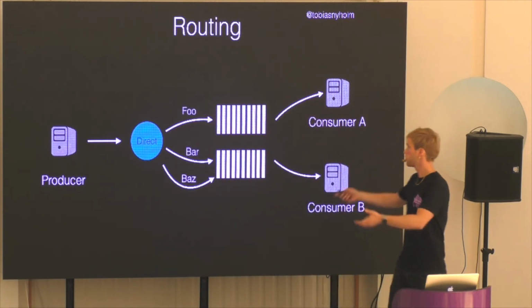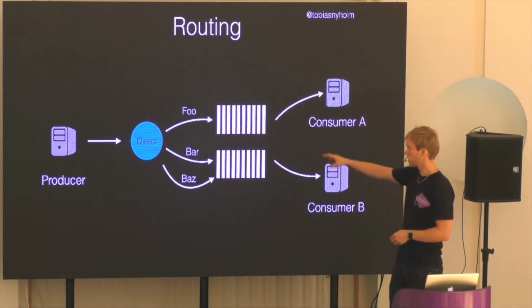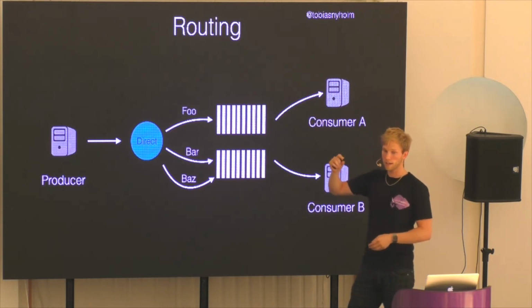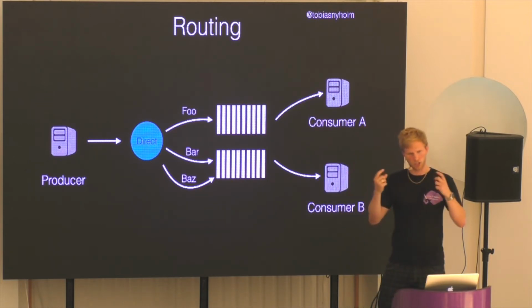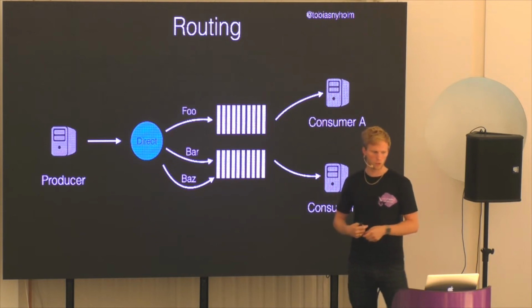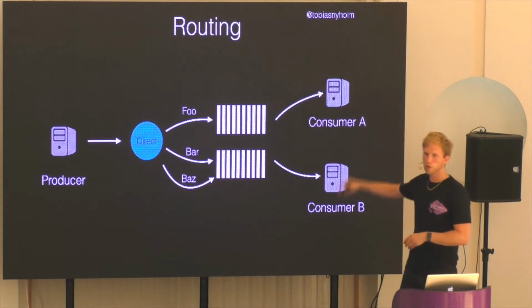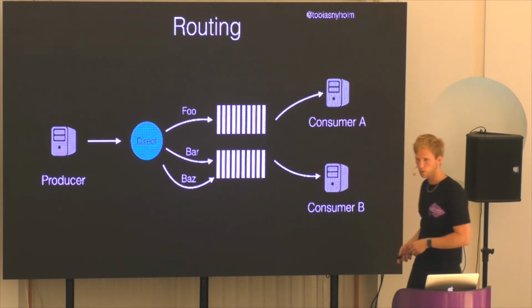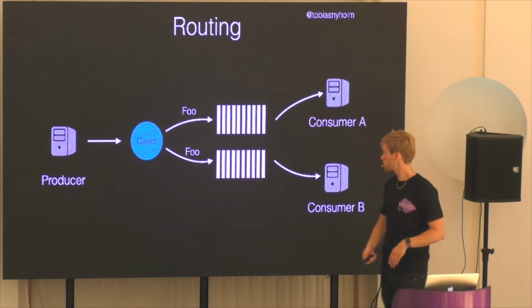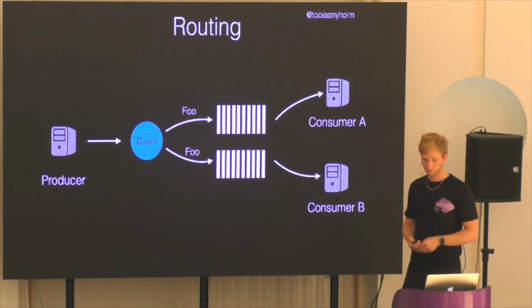Or you can be smarter. You can use routing. So basically, on a message, you say, "Hey, this is a foo message." So the exchange knows, "Yeah, I'll put it on this queue to consumer A." And you can have multiple routing keys for the same queue. You can even do something like this, which is the same thing as a fan out.